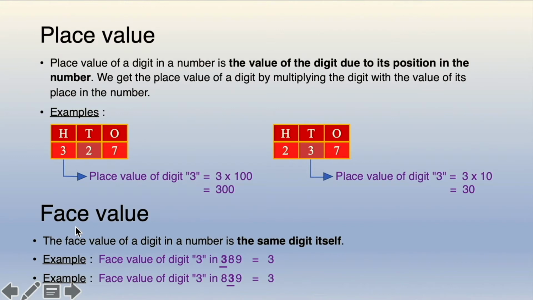Now face value. The face value of a digit in a number is the same digit itself. So, the face value of any digit in the number does not depend upon the position of the digit in the number. So, in this number 389, digit 3 is at hundreds place, but the face value of digit 3 is the digit itself, that is 3. And in this example, the number is 839. The digit 3 is at tens place. But still the face value of digit 3 is equals to the digit itself, that is 3.